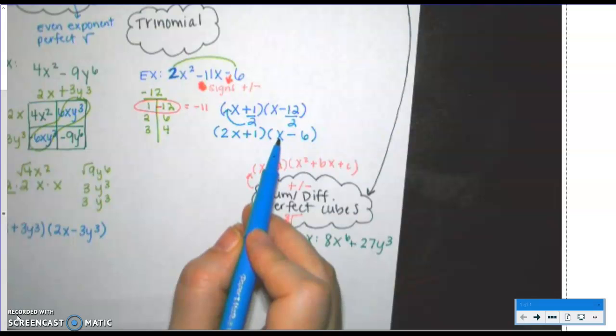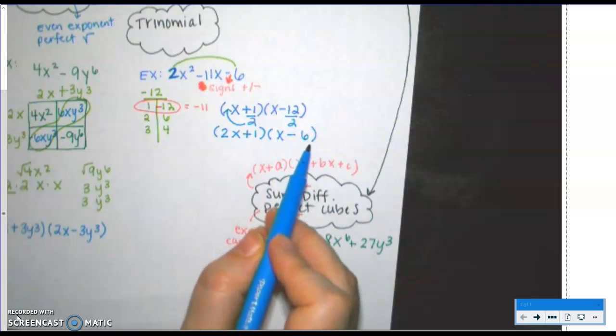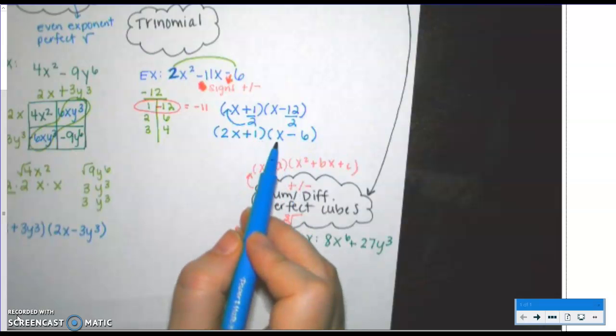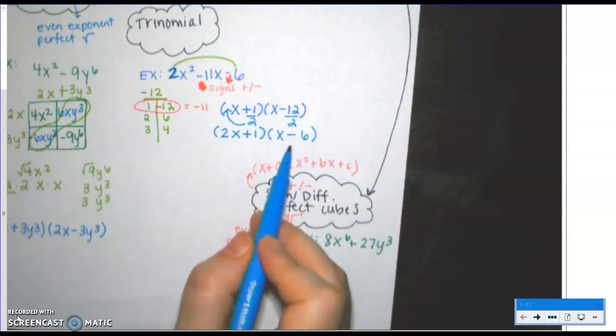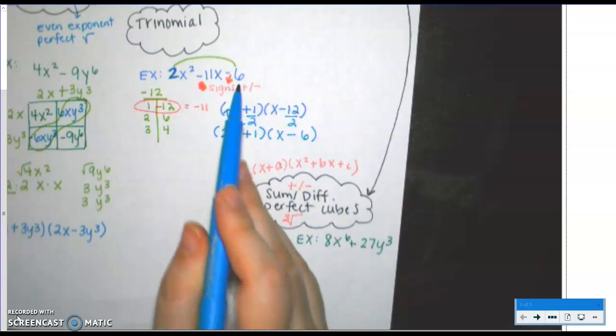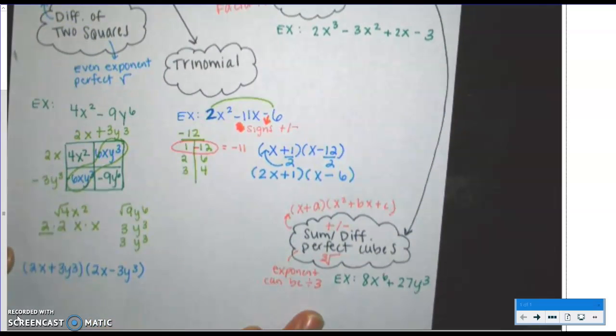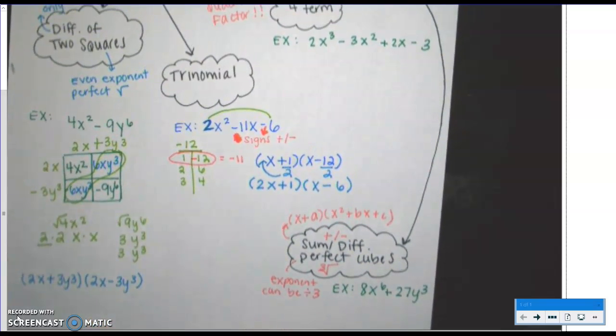2x times x is 2x squared. 2x times negative 6, there's my negative 12. 1 times x, there's my 1. And then 1 times negative 6 is where the negative 6 comes from in the original problem. All right, so the first day that we do factoring in class, we're going to focus on the quadratics.